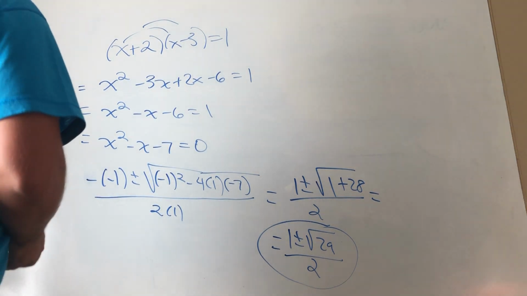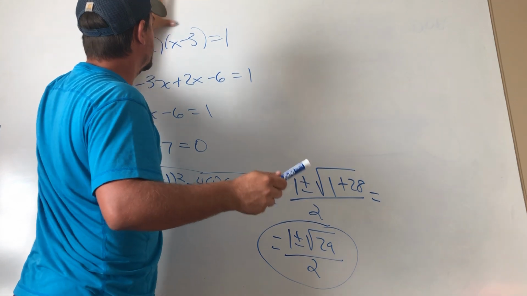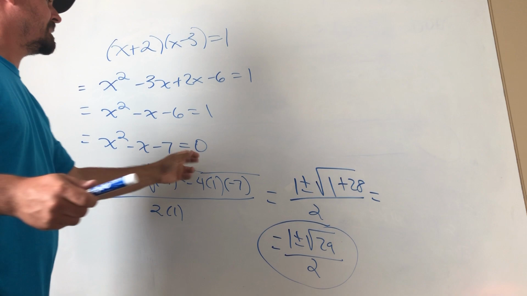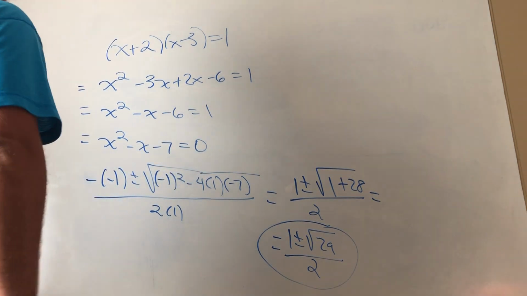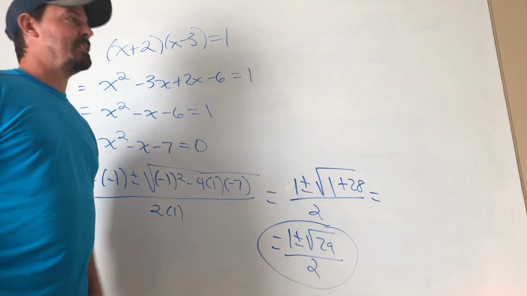And we're done. Just remember, if it starts out like this here, you can't set each of these terms equal to 1. You actually have to bring it over and set it equal to 0. That zero product property only works when it's equal to 0, not when it's equal to any other number.